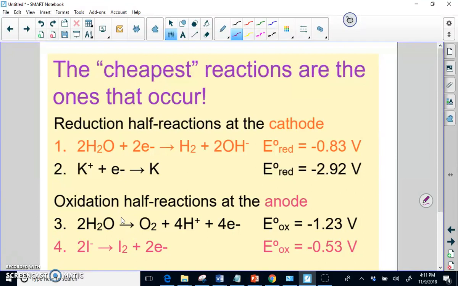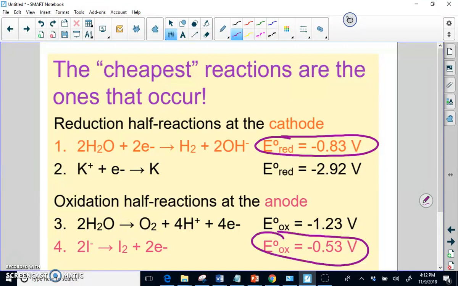So if we look at the reduction half reactions, this is the reduction half reaction from the breaking down of water, and this is the reduction half reaction when you're breaking down potassium iodide. This one is the least negative. So at the cathode, that one's going to occur. And for the anode, the one that is the least negative is the one that has iodine in it. So that one is going to occur.